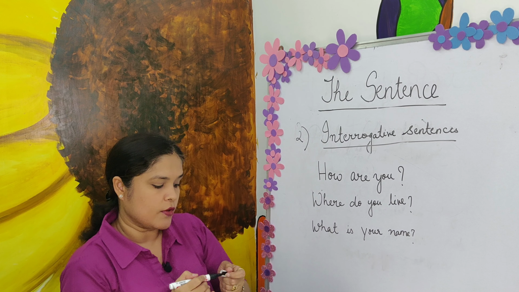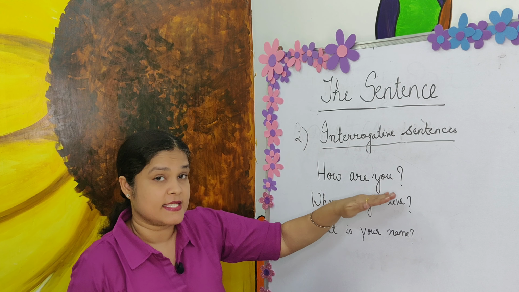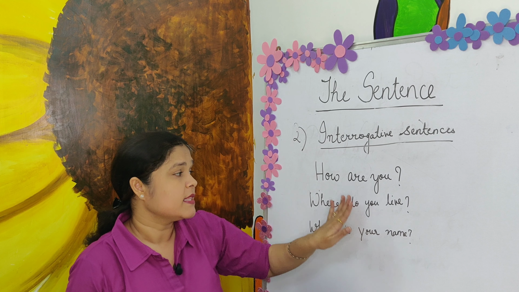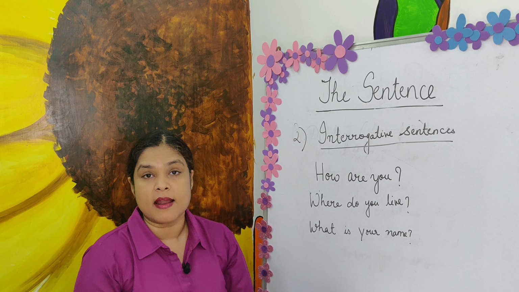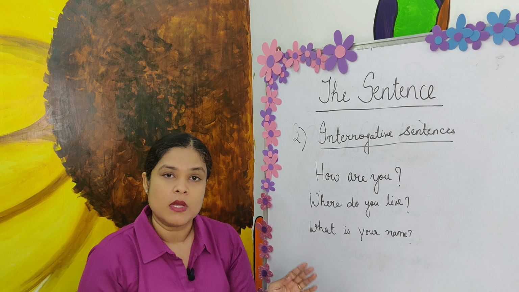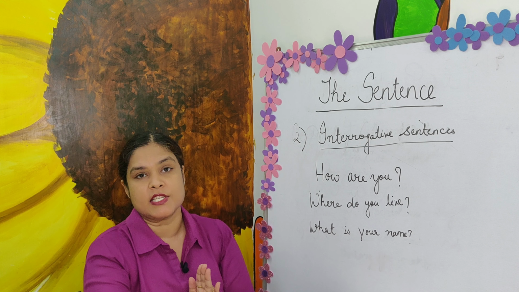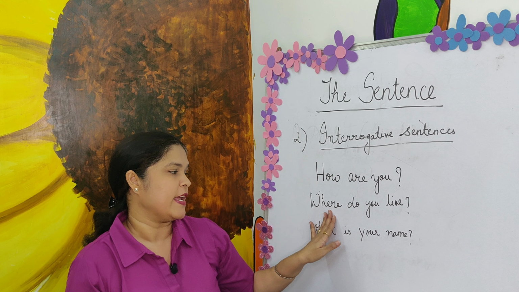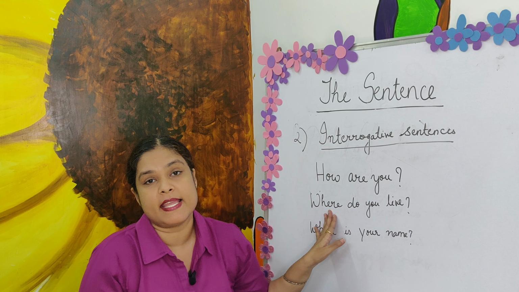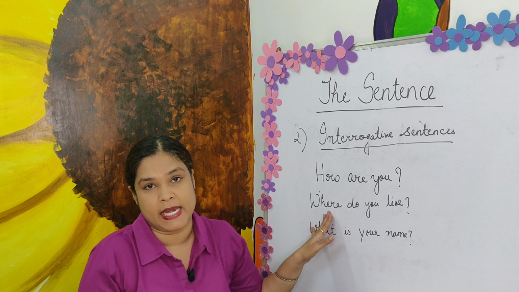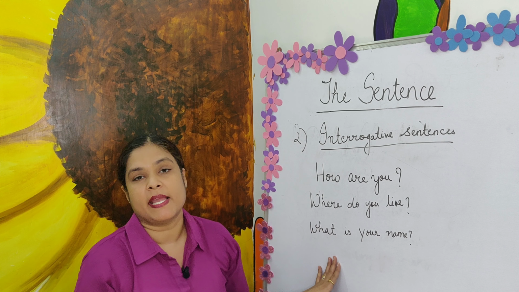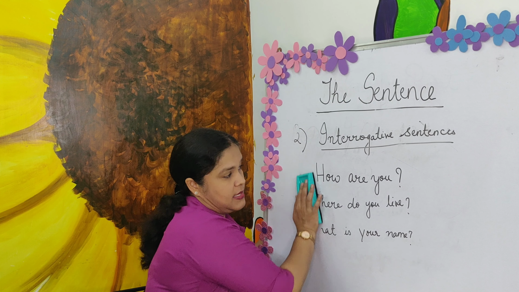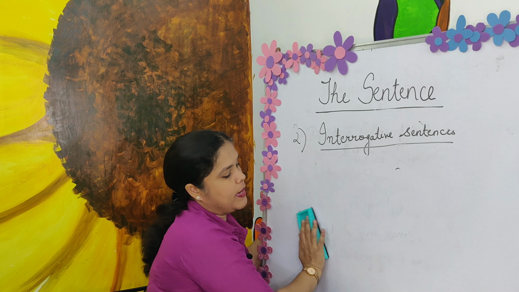Right? So all of these sentences basically are questions. So they have a question mark at the end. And see, these are always followed by an answer, right? If you ask somebody, how are you? There will always be an answer to it, right? So, how are you? I'm fine, I'm good. Where do you live? I live in Kolkata, I live in Delhi, I live in Switzerland, I live in Scotland, anywhere. What is your name? My name is Sushmita, right? So, they are followed by an answer and it ends with a question mark.